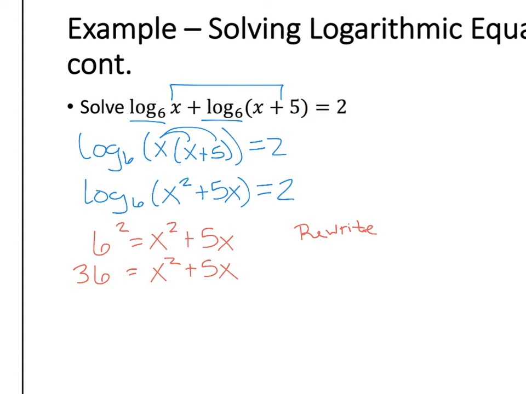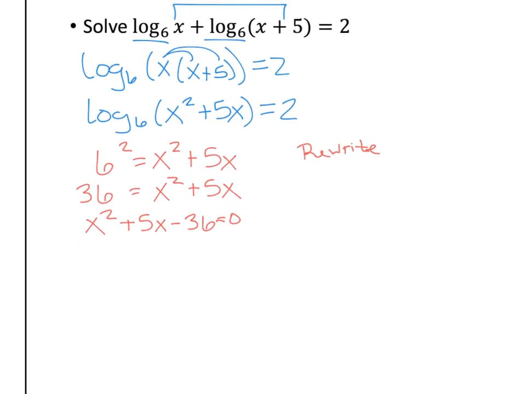Now, I want to get everything over to one side. So I'm going to subtract that 36 over. So that'll leave me with x squared plus 5x minus 36 equals 0. And I just kind of swapped the sides that these were on. All right, so now we're solving. Remember, our goal is to get the value of x. So if I see an x squared and an x term and a number, I'm going to see if I can factor this first. And I can. So I'm looking for two numbers that add up to positive 5 and multiply to negative 36. All right, and that would be x plus 9 and x minus 4.